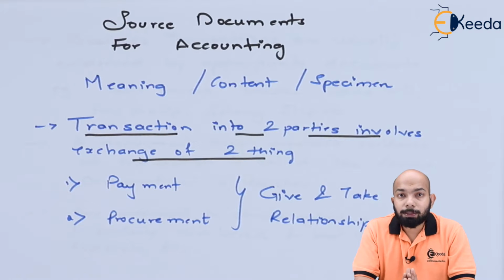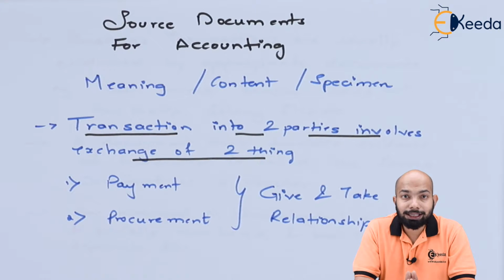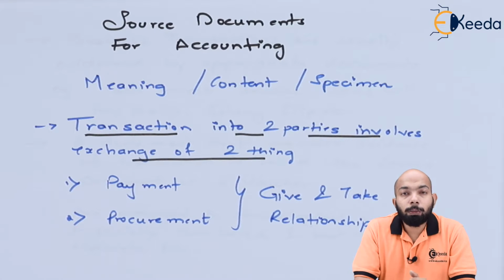Now when you talk about that specific invoice, that basically refers to a specific source document which is required to prove the evidence of any transaction that has taken place. Hence, when we talk about source document, we also talk about the give and take relationship here. Let's go on to the next sheet and understand what more details have been mentioned about source document.